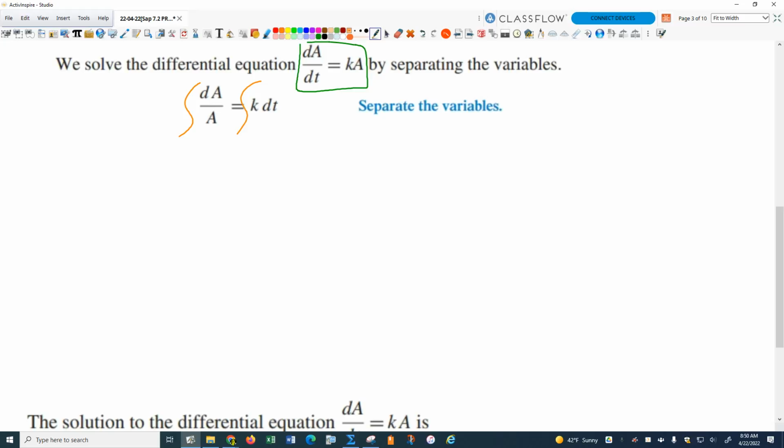What do we get on the left? What's the integral of dA over A? Natural log. And we don't need absolute values because A is, you can't have a negative amount of some substance, right? So we just get natural log of A plus some constant is equal to, how about the right side?